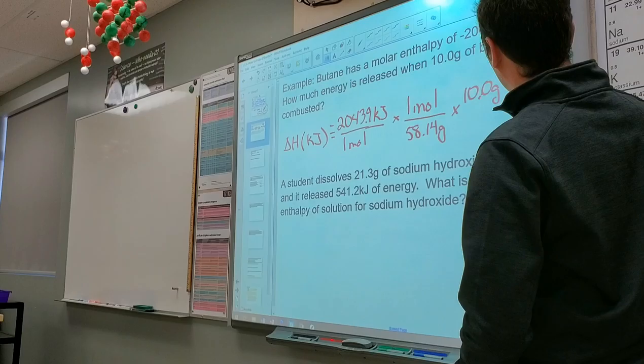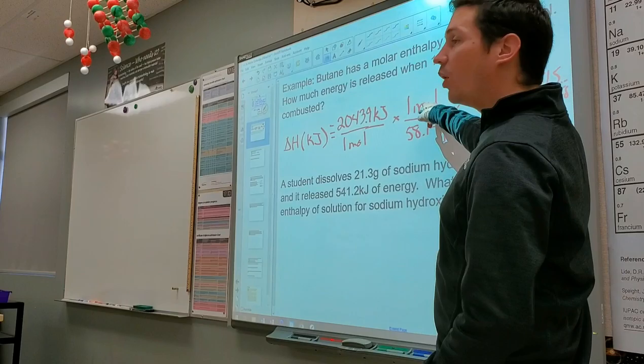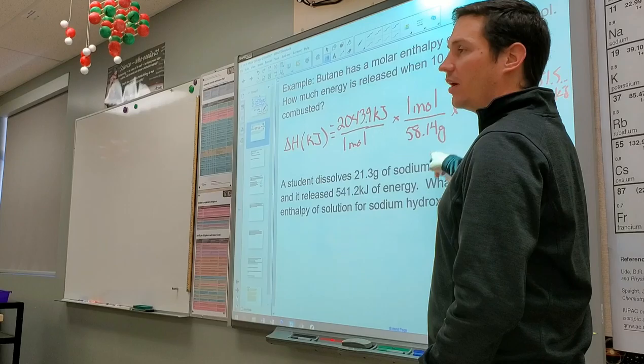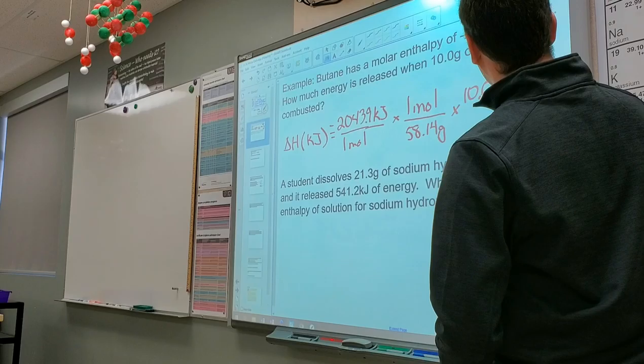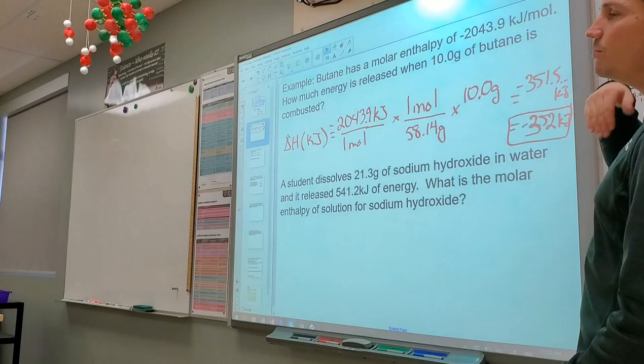351.5 kilojoules, right? But what was that? 352. It would be 352 because we need three significant digits. Wouldn't that 1 mole be considered a significant digit? No, the 1 mole is a perfect definition, right? In exactly 1 mole, there is 58.14 grams. So 352 kilojoules. That's the worst 352 in the world. But hopefully you understand.